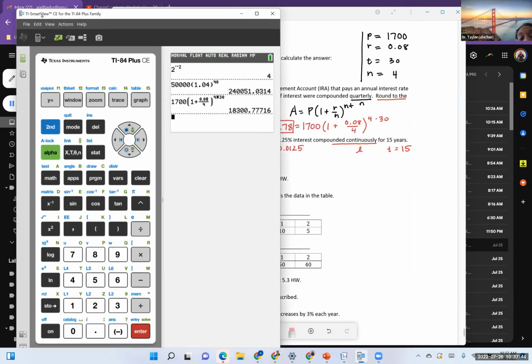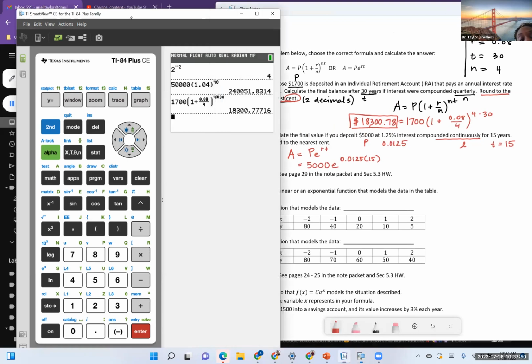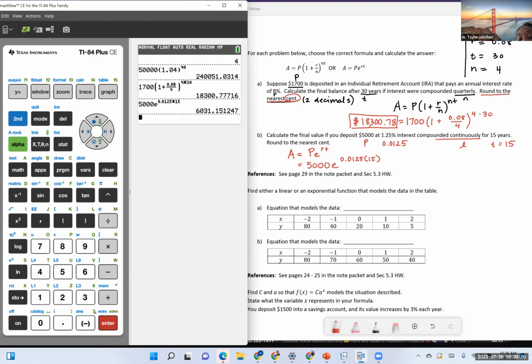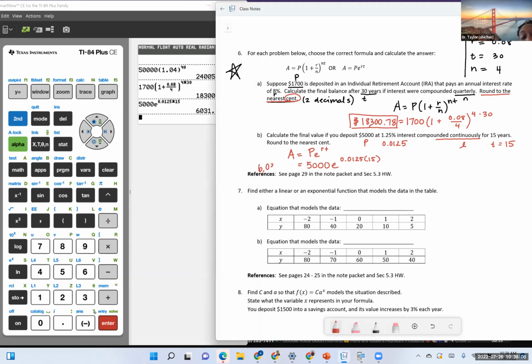Sorry, let me get that out of the way so y'all can see. Okay, so 5,000 and then E to the 0.0125 times 15. That equals 6,031 and 15 cents. Questions?